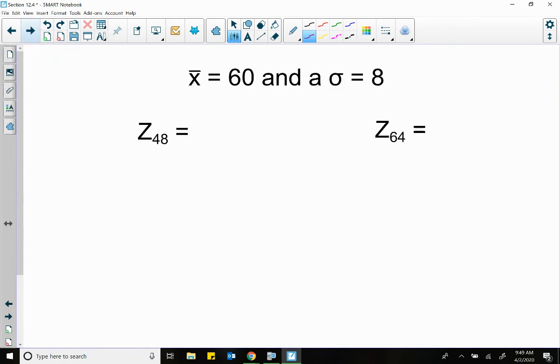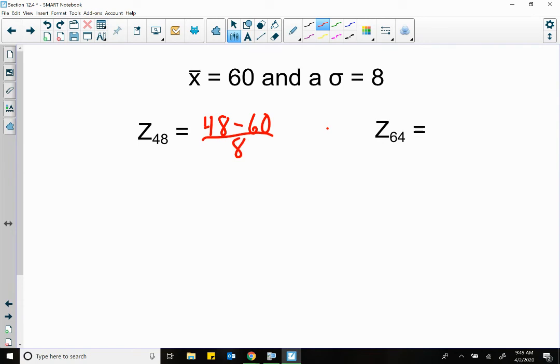So over here, I have given you the mean. I have given you the standard deviation, because remember that's what lowercase sigma is. So right here, this lower script, this is how we generally write z-scores. This lower script is the data value they want you to work with. So working this one right here, and then I'll let you do 64 on your own. Here's the data value, 48. We're going to subtract the mean from that, which is 60. And then we're going to take that answer divided by 8.